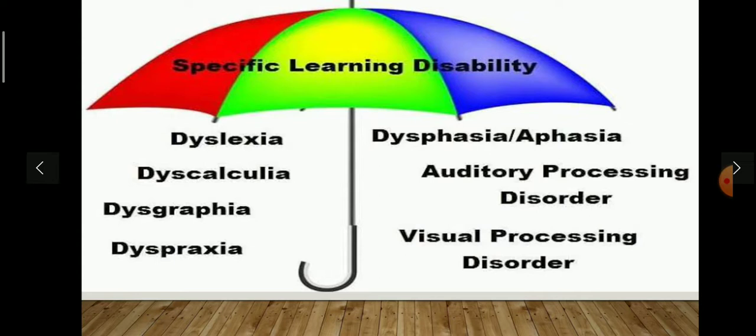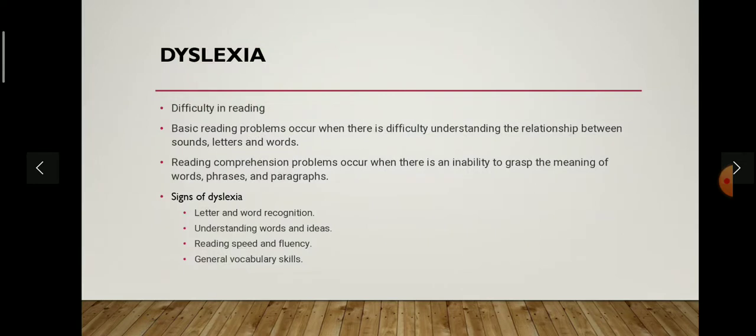And these are the specific learning disabilities which we will learn: dyslexia, dyscalculia, dysgraphia, dyspraxia, dysphasia, which is also called aphasia, auditory processing disorder, and next is visual processing disorder, and ADHD is also a disorder. Number one is dyslexia. Dyslexia is a learning disability which involves difficulty in reading.